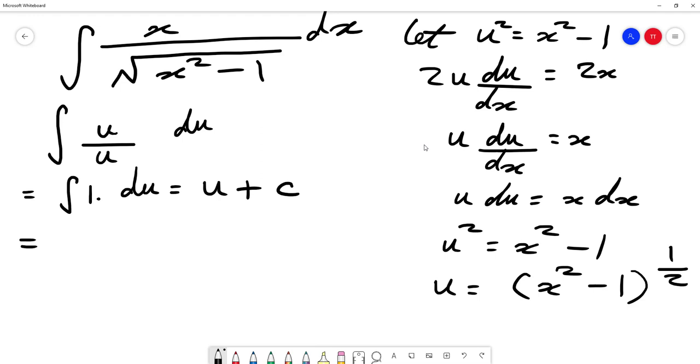We know what u is. It is x squared minus 1 raised to the power of a half plus c.